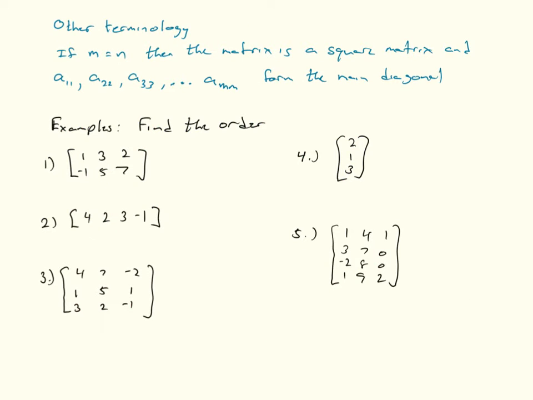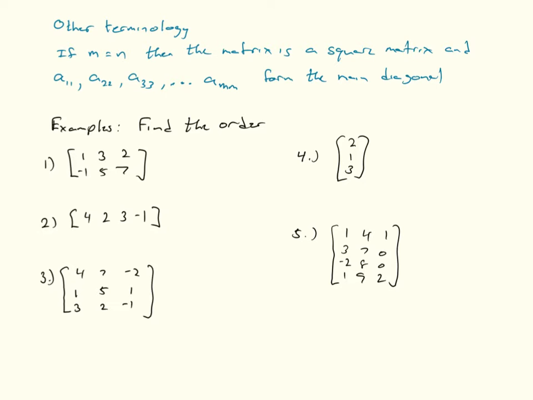Another piece of terminology you want to be aware of happens when the number of rows and columns are equal. In other words, if m and n are equal, then we call the matrix a square matrix. And the elements in the first row, first column, second row, second column, third row, third column, and so forth, those elements form what's called the main diagonal. So you'll hear both those terms, square matrix and main diagonal, as we move forward.